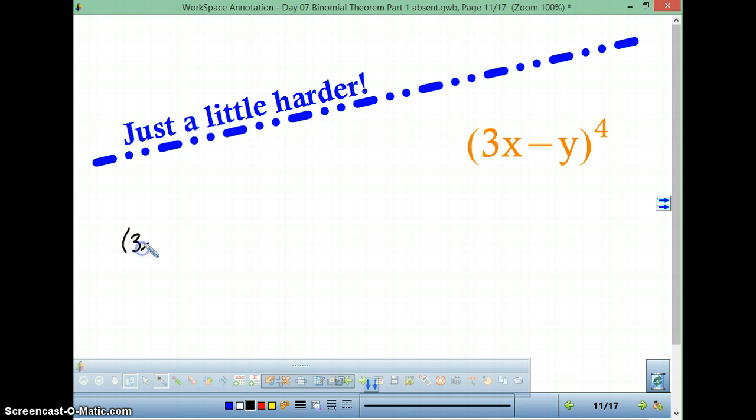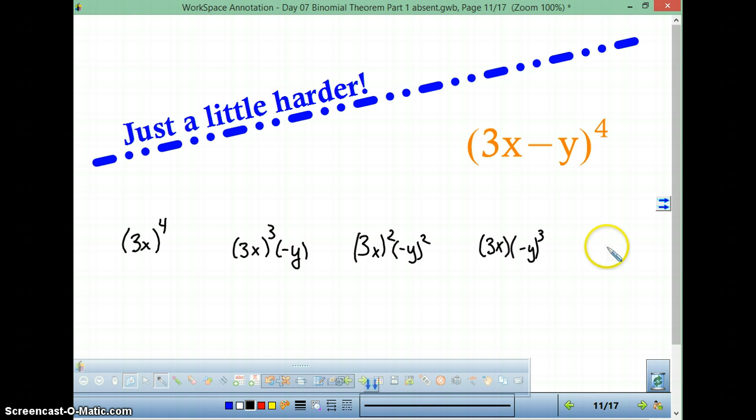So I'm going to have 3x to the 4th. 3x cubed times negative y. 3x squared times negative y squared. 3x to the first power times negative y cubed. And then I have 3x to the 0 power times negative y to the 4th.